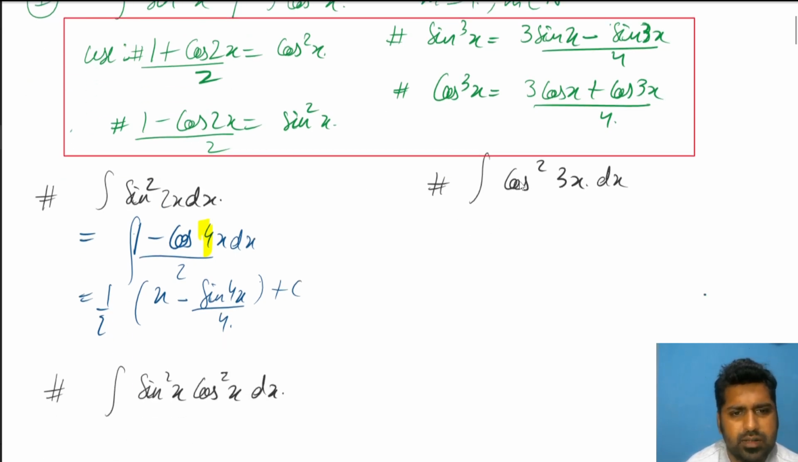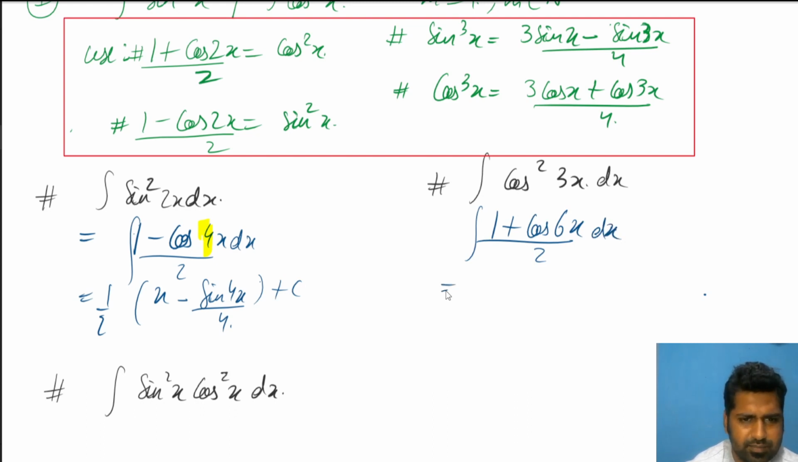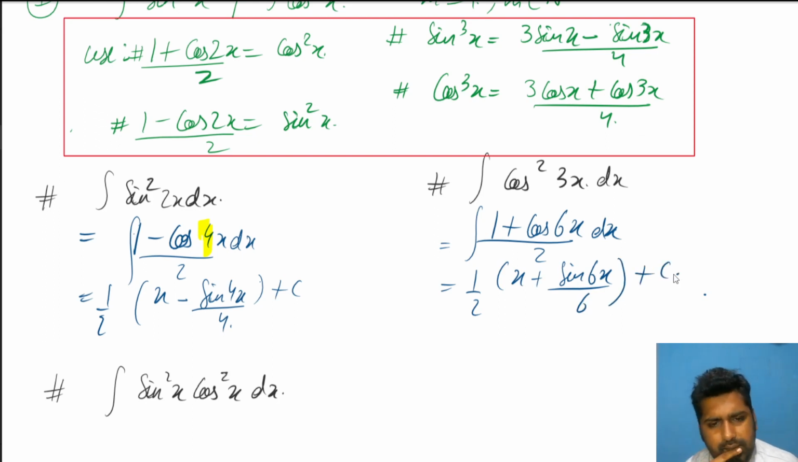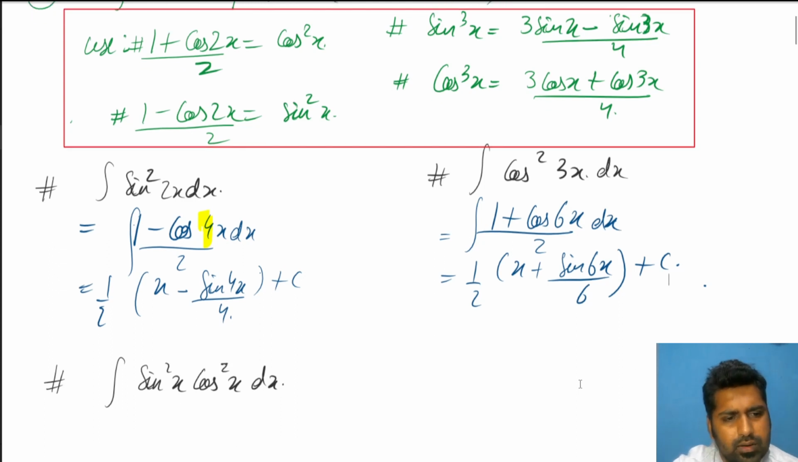Next, same thing we'll do with cos square. I can write cos square as 1 plus cos of double angle. Now what is double of 3x? 6x divided by 2, integration dx, and the rest of the steps are the same. 1 by 2 outside, integration of 1 is x, integration of cos 6x is sine 6x, but divided by 6, plus c. So remember, squares and cubes cannot be integrated directly. We have to break them down to simple sine and cos, and for that we are using the property of double angles.